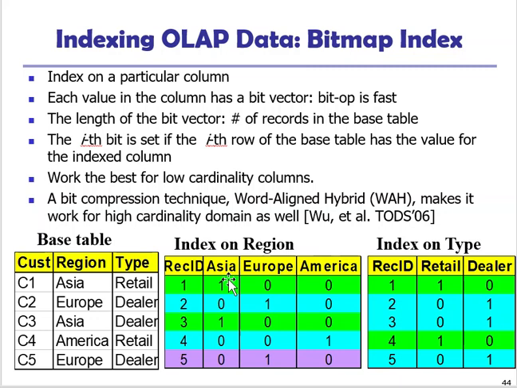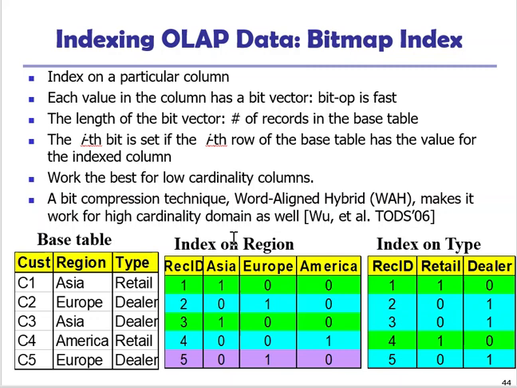So for example, if we want to find which customer is from Asia and purchased through retail, we only need to AND this sequence with this sequence. 1 and 1 is 1, 0 and 0 is 0. So these are true and false logical operations, very, very fast.